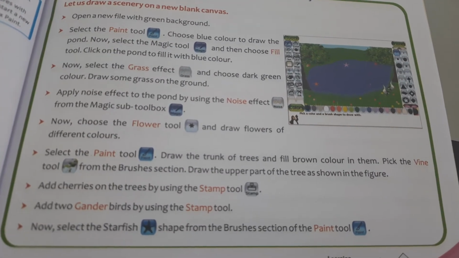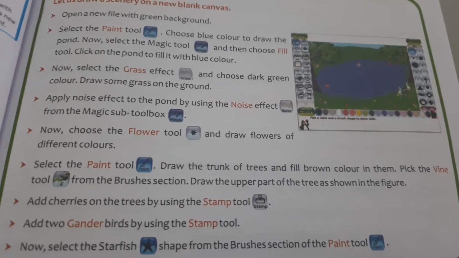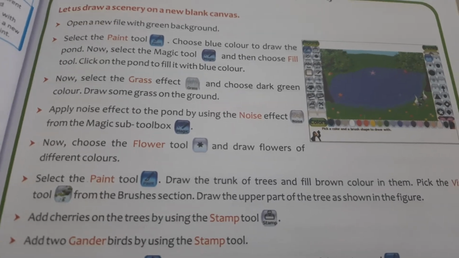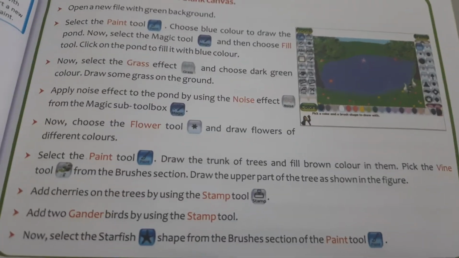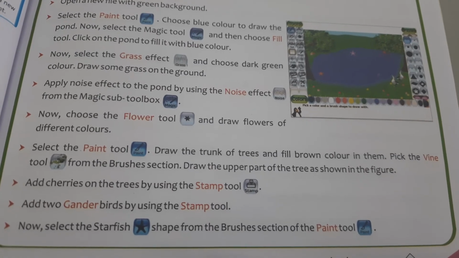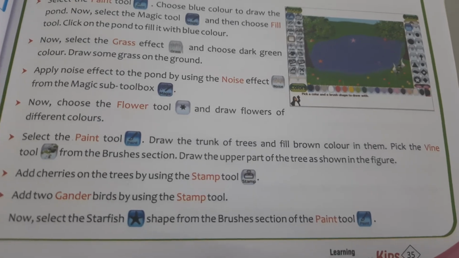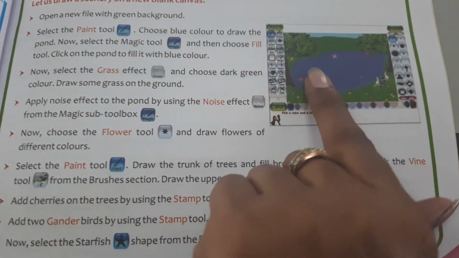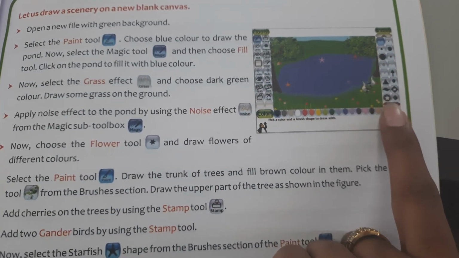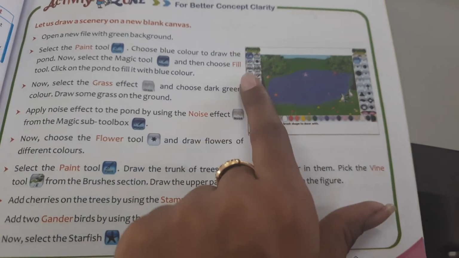Then select the paint tool and draw the trunk of the tree here like this. By choosing the brown color, you can draw the trunk of the tree, and add the leaves on it. Then add the cherries on the trees by using the stamp tools. There are so many pre-made pictures that you can choose for your drawing. Okay, add two birds by using the stamp tool. Now select the starfish shape from the brush option, and when you choose the brush option, there will be an option of star shape. By choosing it, you can draw the star on your drawing.